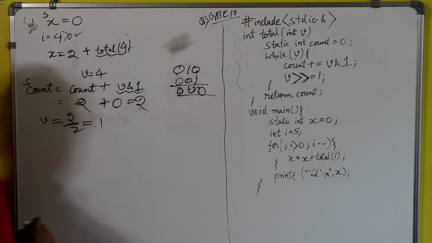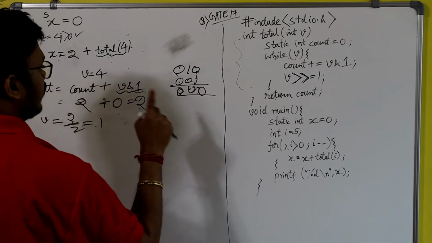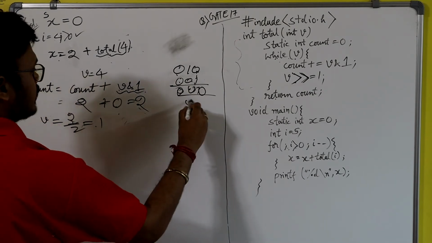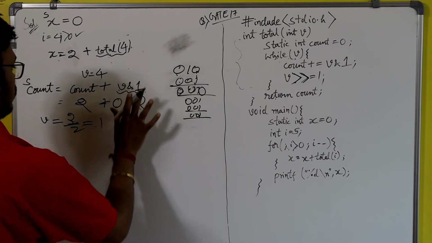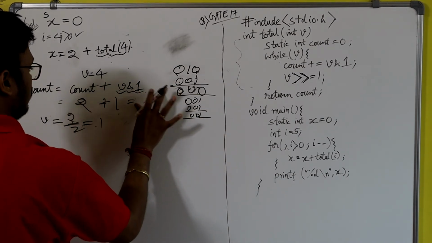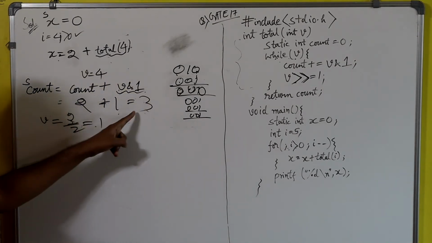2 plus v and 1. So what is the value of v now? 1. 1 and 1 is 1. Okay, you just check it. 1 and 1 is 1. So 2 plus 1, 3. Fine. So the value of count is updated to 3.